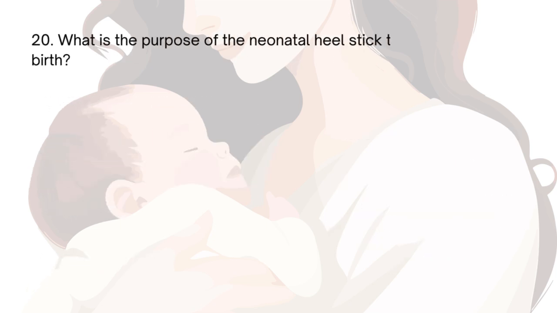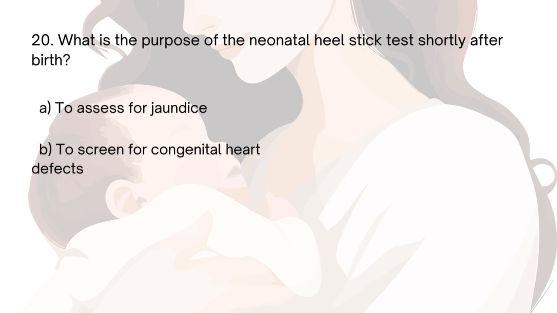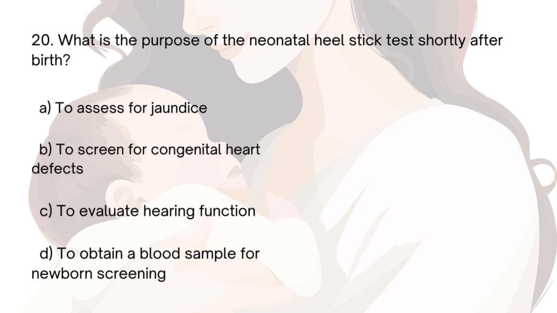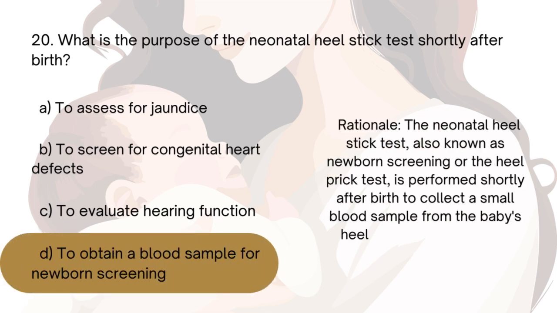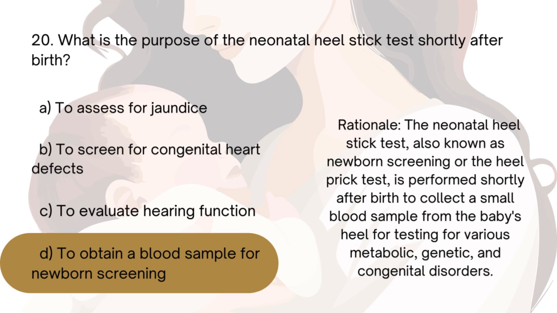20. What is the purpose of the neonatal heel stick test shortly after birth? A. To assess for jaundice. B. To screen for congenital heart defects. C. To evaluate hearing function. D. To obtain a blood sample for newborn screening. Rationale: the neonatal heel stick test, also known as newborn screening or the heel prick test, is performed shortly after birth to collect a small blood sample from the baby's heel for testing for various metabolic, genetic, and congenital disorders.